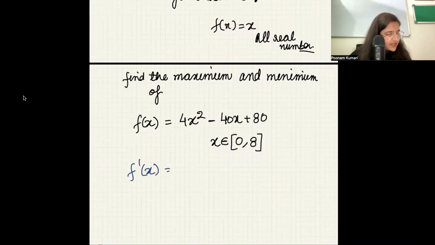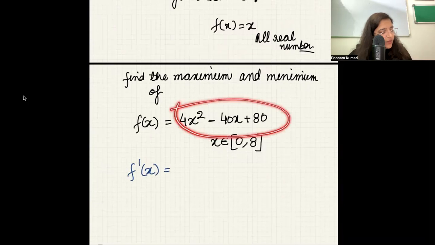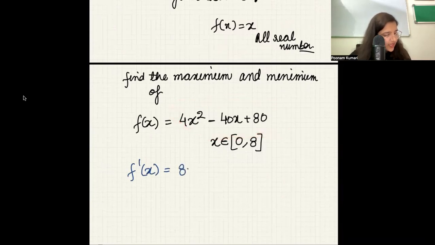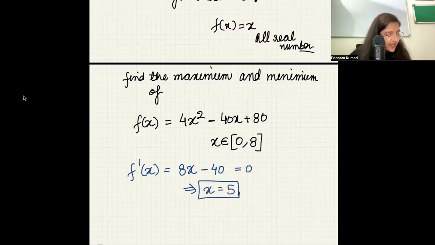So what is f prime x here? If you do f prime x here, what do you get? This is 8x minus 40. And I have to find for what value of x, f prime x is 0. So if I put it equal to 0, then I get x should be 5. So x equals 5 is a stationary point, okay?